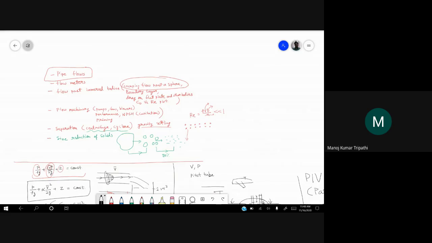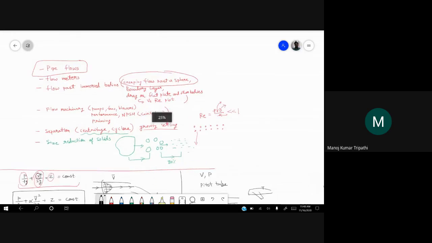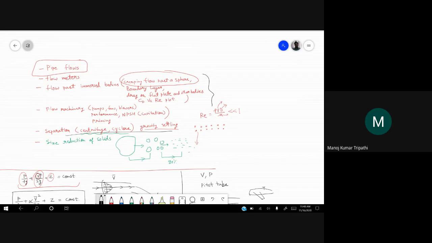Now this flow past immersed bodies, I'll send you a derivation and send you some reading material for these things. Similar for flow machinery also, because we don't have much time today left. I can show you some flow separation equipment today. Let me.